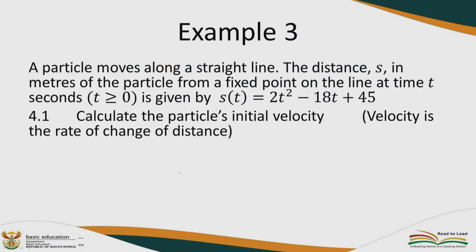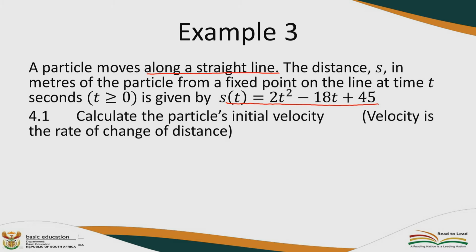All right, so we are told that a particle moves along a straight line. The distance s in meters of the particle from a fixed point on the line at time t is given by that expression. So they've basically given us an expression of distance. So distance is given by that particular expression. Now the first question that they want us to do is to calculate the particle's initial velocity.